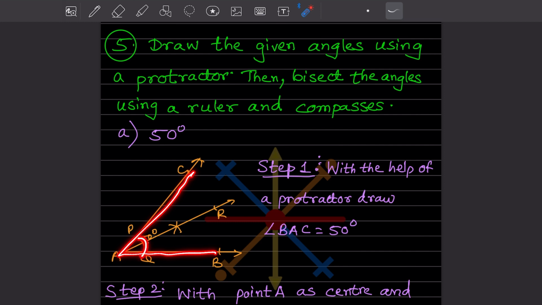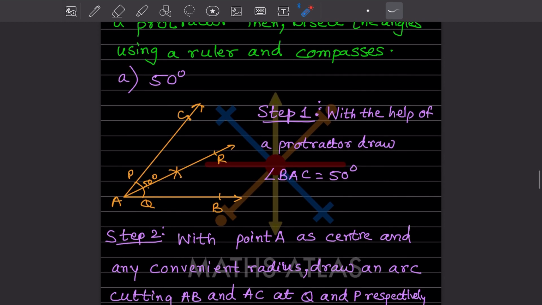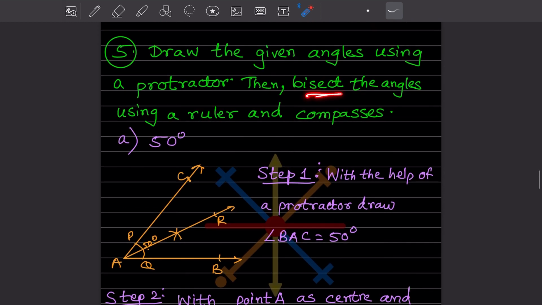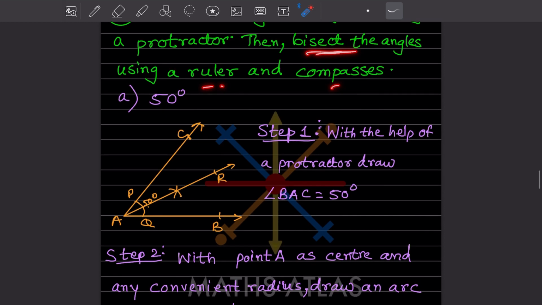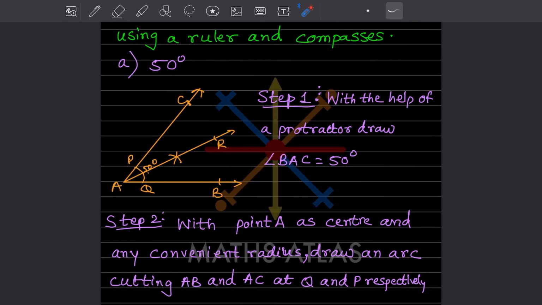That is 50 degrees. Now what are we doing in the next step? They said to bisect the angle using a ruler and a compass. So take point A as center, take any convenient radius, and draw a small arc over here where it is cutting AB and AC. After putting the small arc, you can name these points anything. I just name them P and Q.